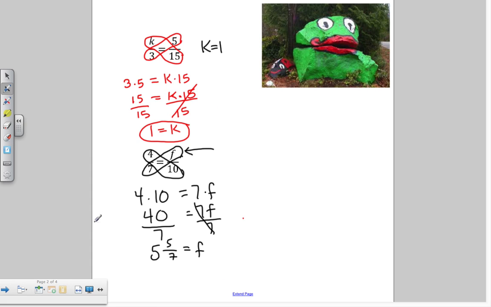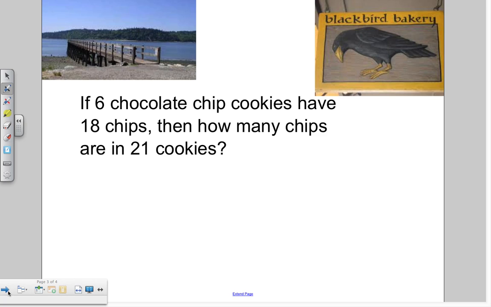Okay, great. Now, when is this used in real life? Guess what? A lot. Proportions actually are used a lot, whether you're actually writing them as proportions or not. Here's a situation, by the way, Point White Dock. I wish I were running down here and jumping off right now, except for that it's freezing. And Blackbird Bakery, because we're talking about cookies.